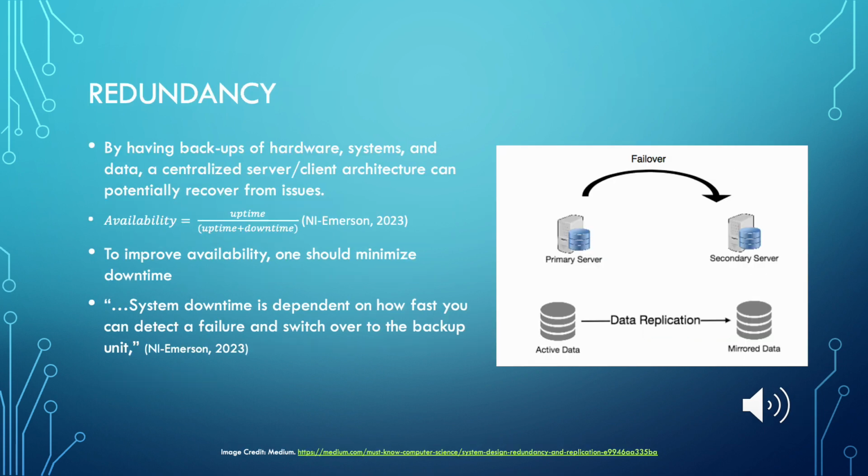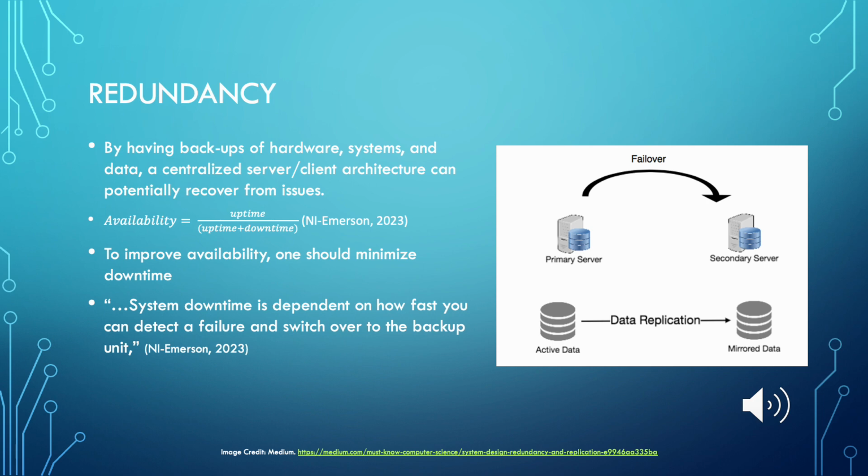One way to combat the vulnerability that comes along with having a single point of failure, like in a server-client system, is redundancy. That means having backups of everything from hardware to data so that you can recover in the event of a catastrophic failure or a threat. One way to measure this is in terms of availability. We can think of availability as uptime divided by the total of uptime and downtime together. So of all the time that the server was running, how much of that was it up? That can be thought of as the availability.